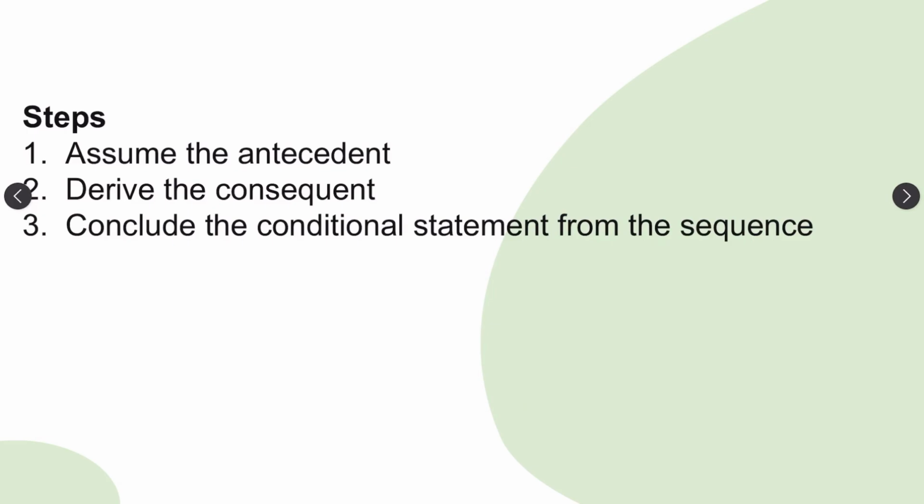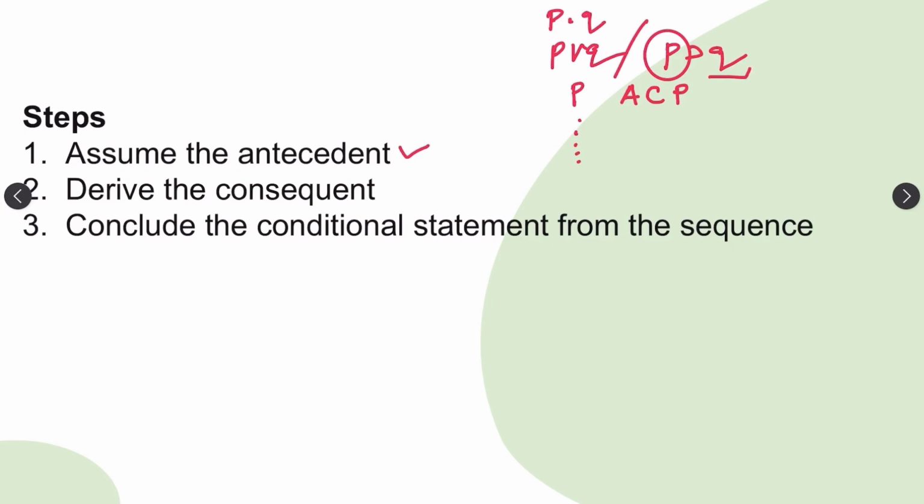Conditional proof: first of all, let's suppose there's a question in which P horseshoe Q is given, let's say P dot Q, P wedge Q, and then P horseshoe Q is given. So what we have to do is assume the antecedent, meaning the P part, and you'll write assuming conditional proof. Derive the consequent. So by using the 19 rules, we have to derive the consequent, which is Q.